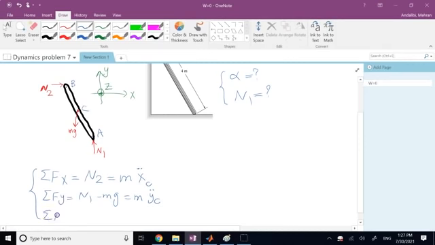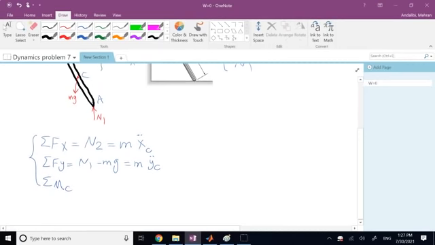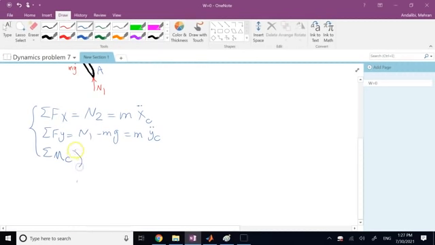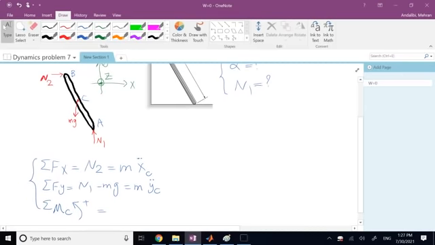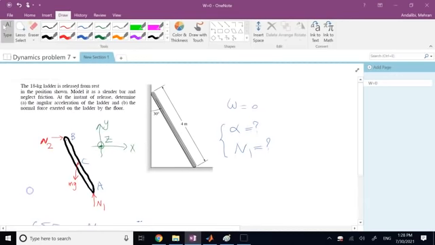And sum of the moments about C, counterclockwise positive. Why counterclockwise positive? Because counterclockwise means positive z-axis. So if you look at that, the length is 4 meters, so each one of these distances from A to B or A to C is 2 meters. And this angle here is 30 degrees.